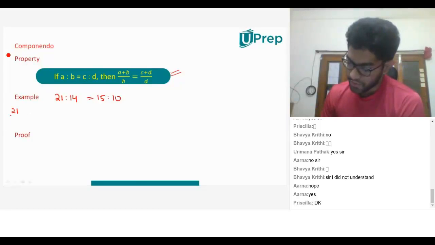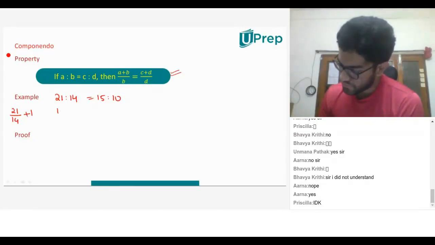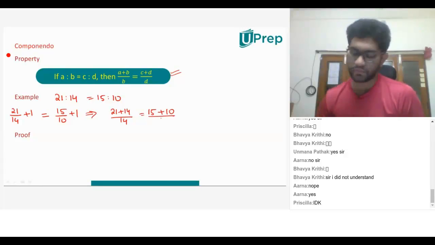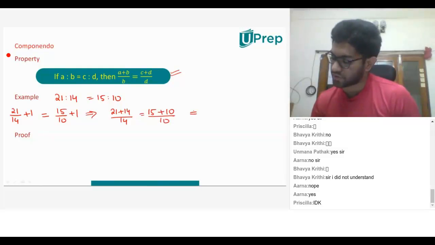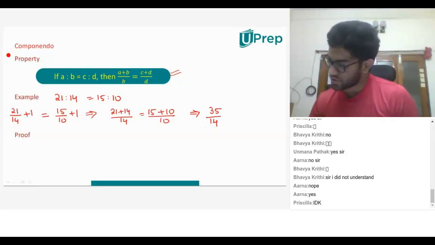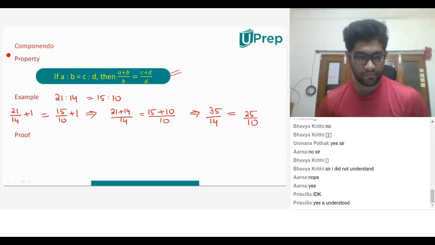21 is to 14 is 21 by 14 plus 1, 15 by 10 plus 1. Follow. I'm taking numbers for you guys. What do I get? 21 plus 14 by 14 is equal to 15 plus 10 by 10. Is everyone following this at least? 21 plus 14 is 35, 35 by 14. What's the right hand side? 15 plus 10 is 25 divided by 10.